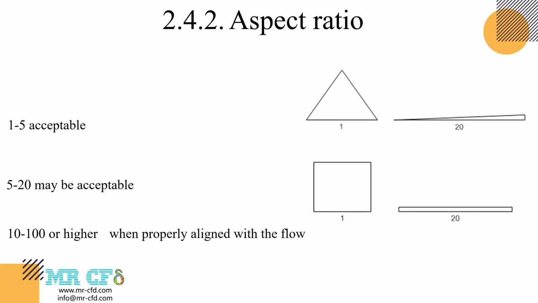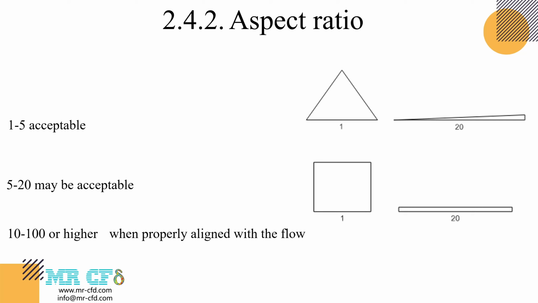It's important to note that unlike some other mesh metrics, high aspect ratio cells can be acceptable or even desirable in certain situations, particularly in boundary layers where the flow gradients are much stronger in one direction than others. In these cases, aspect ratios of 10 to 100 or even higher might be appropriate when properly aligned with the flow.